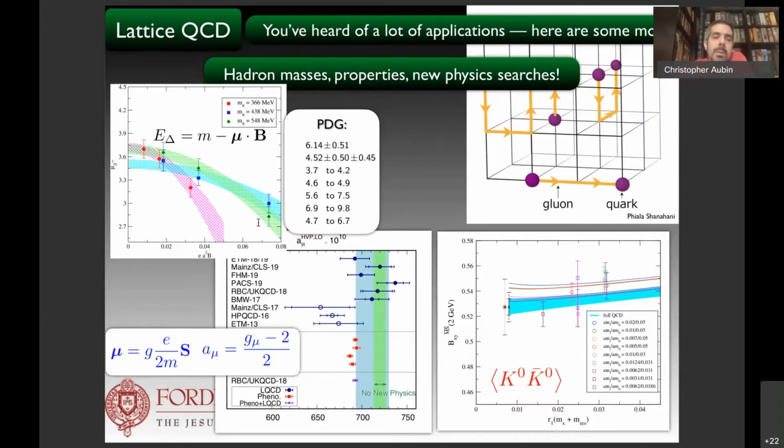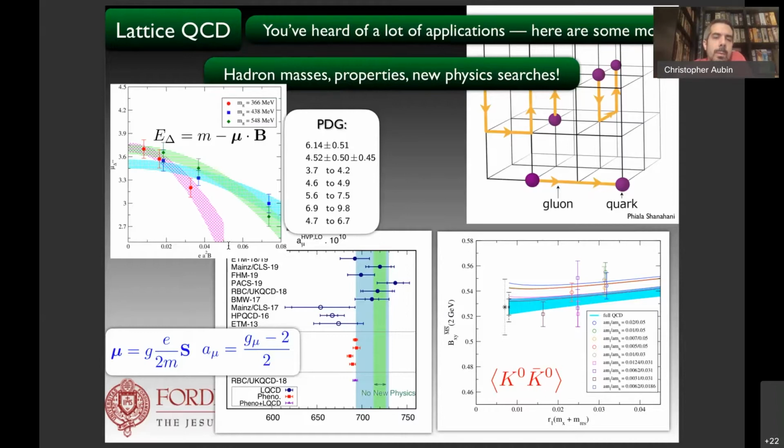So what we can do on the lattice is put in a background magnetic field, which is what this horizontal axis is, and then look at the mass shift. The mass is really just the energy of our particle, just at rest. And of course, that energy is going to get shifted by the magnetic dipole moment dotted into the magnetic field.